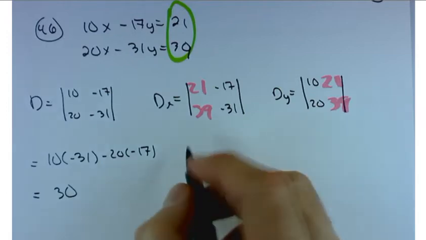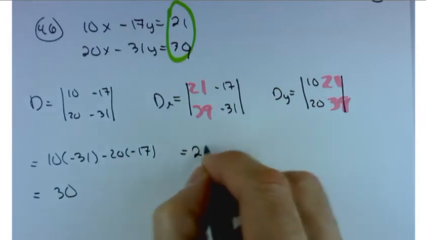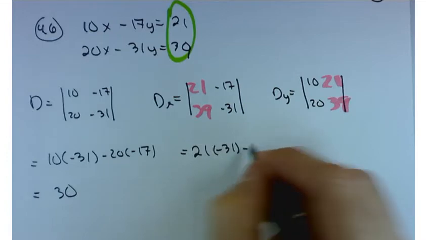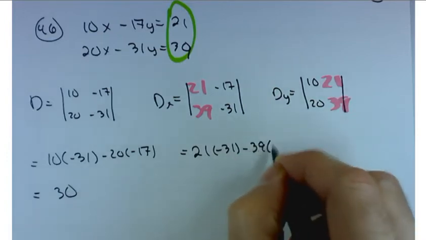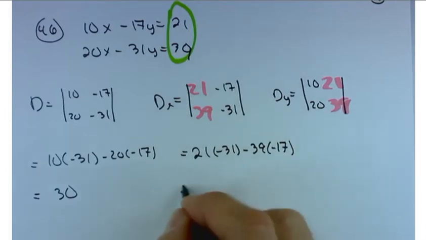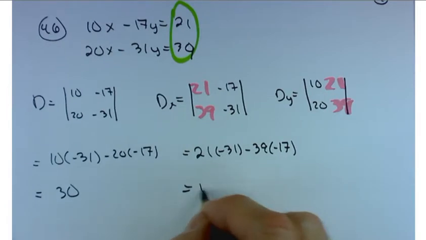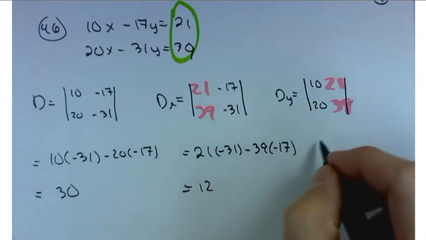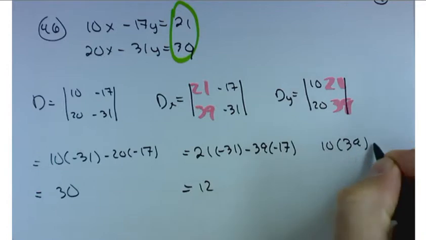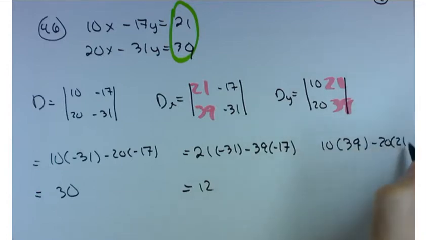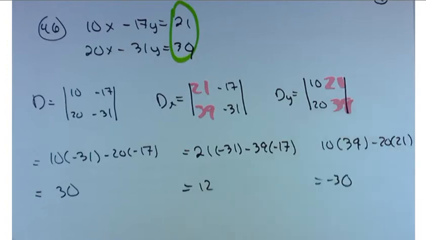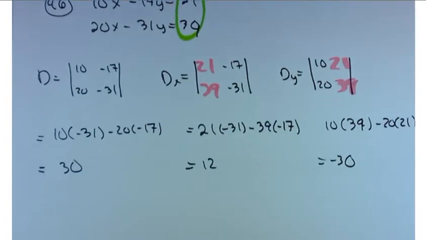Kenny, how are we looking on dx? Good. What's that turn out to? Yep, that's what I got. And Rebecca. 10 times 39 minus 20 times 21 is -30. Excellent. Let's put this together and get our solutions.